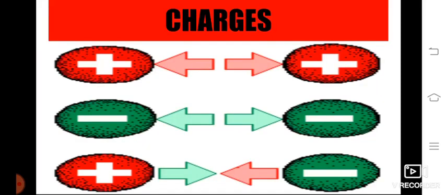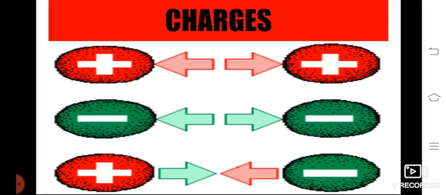Charges. We have two types of charges. In the given picture you can see the first set of charges is positive, plus denotes positive, and the second set is denoting negative, minus, and then the third you can see plus and minus, so opposite charges.